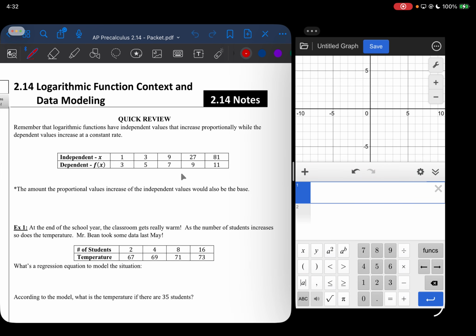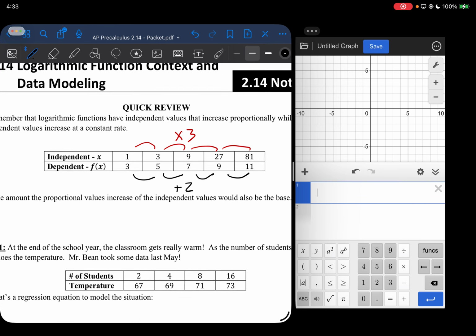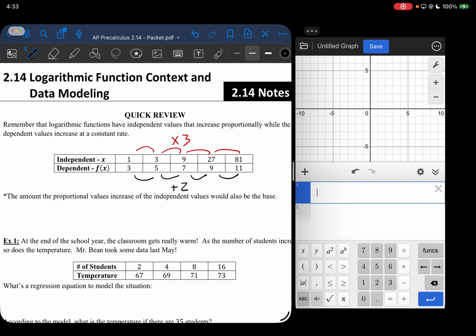So to start with, remember, logarithmic functions have independent values, that is x values, that increase proportionally, while the dependent values increase at a constant rate. So if we look at this table, we see that our independent x values are increasing proportionately. We're multiplying by 3. Whereas our dependent values are increasing at the same constant rate of adding 2. They also tell us down here that the amount the independent values increase proportionally would also be the base of the logarithm, which we'll get to.